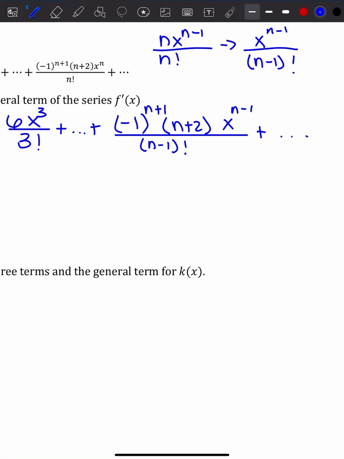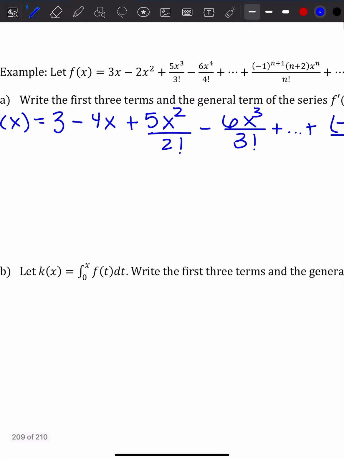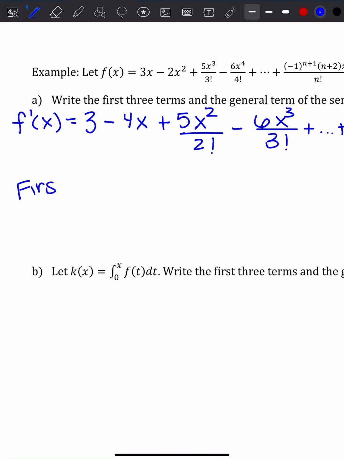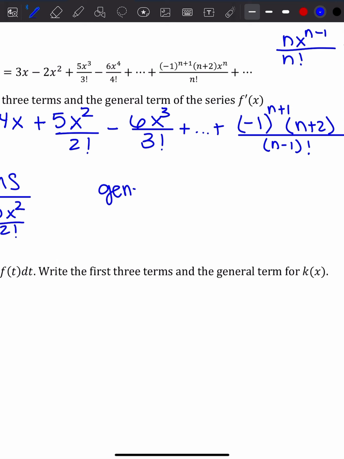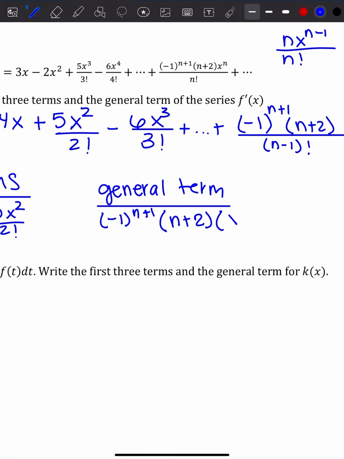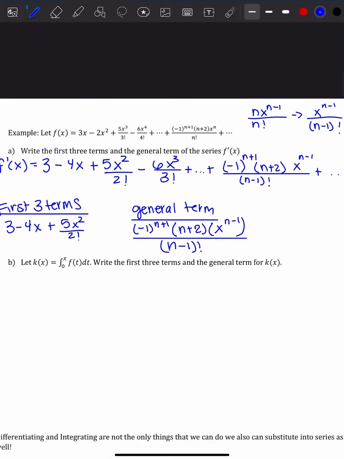Okay, so we want the first 3 terms in the general term, so our first 3 terms we have 3 minus 4x plus 5x squared over 2 factorial. Our general term for this derivative is going to be negative 1 to the n plus 1 times n plus 2 times x to the n minus 1, all divided by n minus 1 factorial. Okay, so we took the derivative.